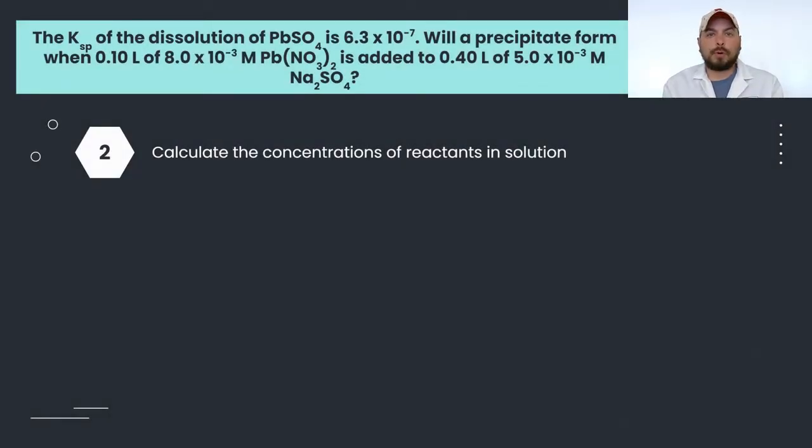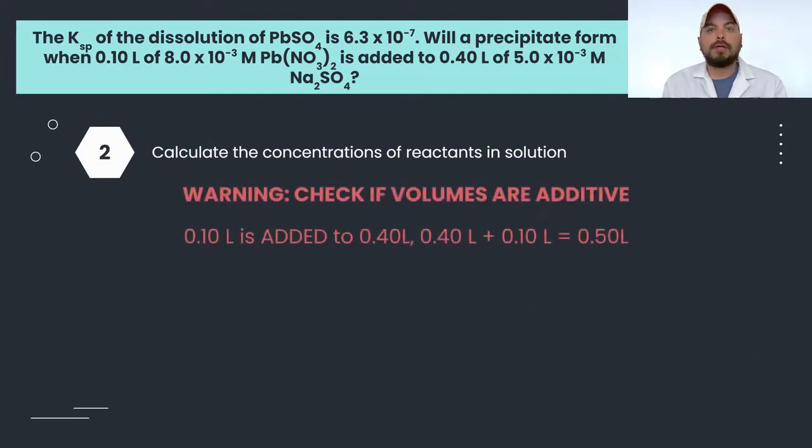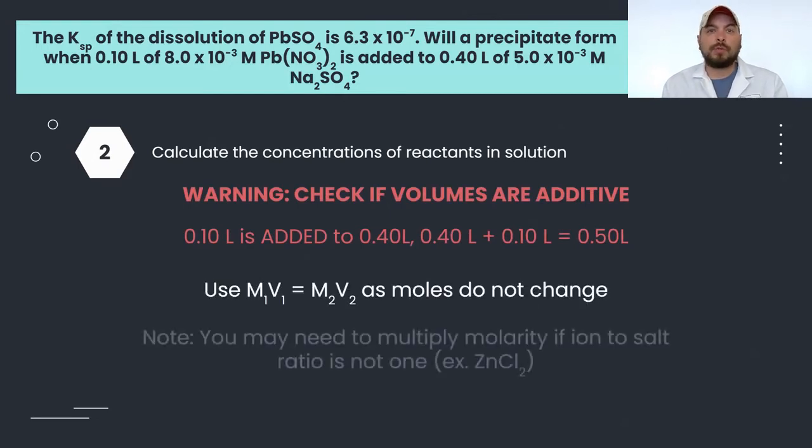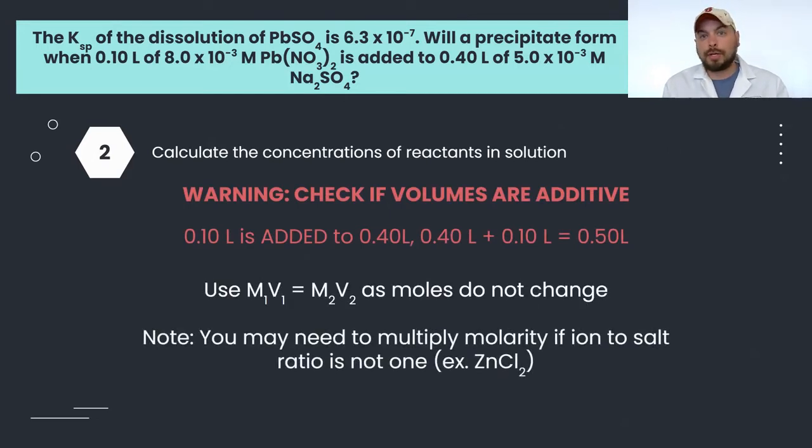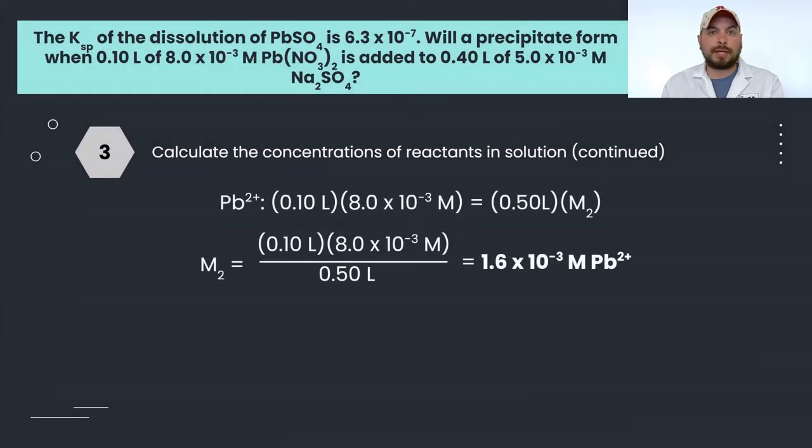Before we can plug into our equilibrium expression, we need the new concentrations of both my Pb2+ and sulfate ions. When we take two volumes and add them together, I have to make sure I account for that changing volume. That means I'm going to use M1V1 equals M2V2 as a dilution to find my new concentrations of both Pb2+ and sulfate. I take the concentration of the Pb2+ ion that I added, multiply it by its volume, and divide by the total volume. Remember, the total volume in this case is going to be 0.5 liters because I added a 0.1 and a 0.4 liter solution.